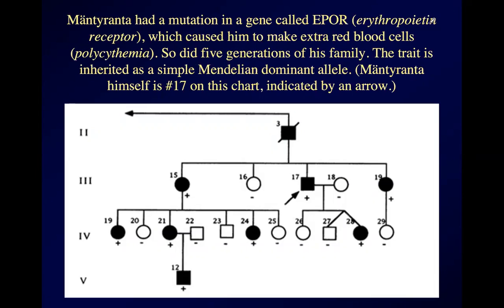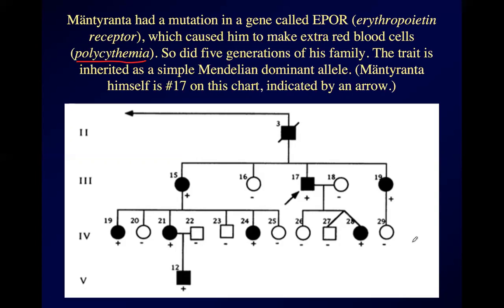We don't need to worry about what it does, but that mutation caused him to make extra red blood cells. The clinical name for having extra red blood cells is called polycythemia. Don't memorize that term. He just made extra red blood cells.